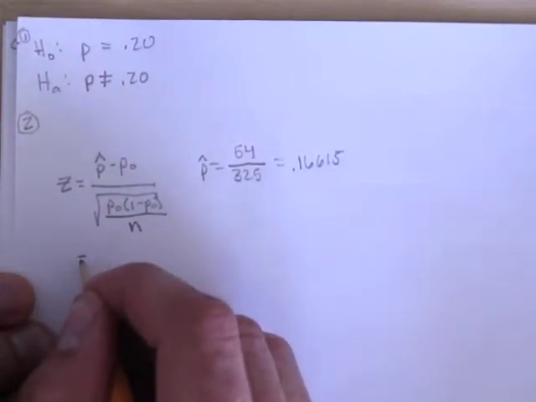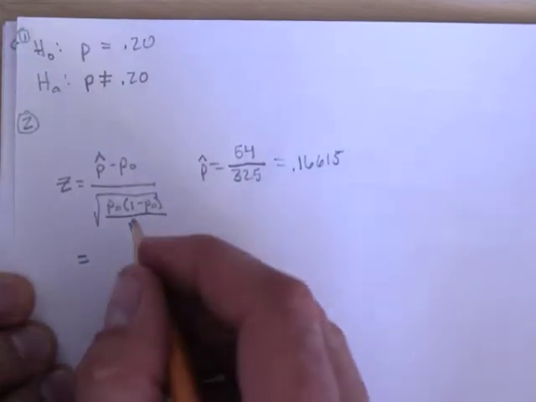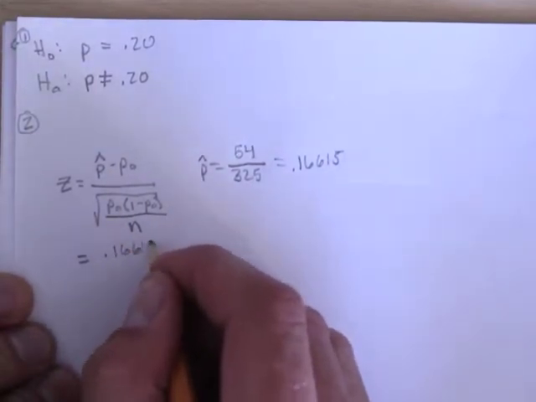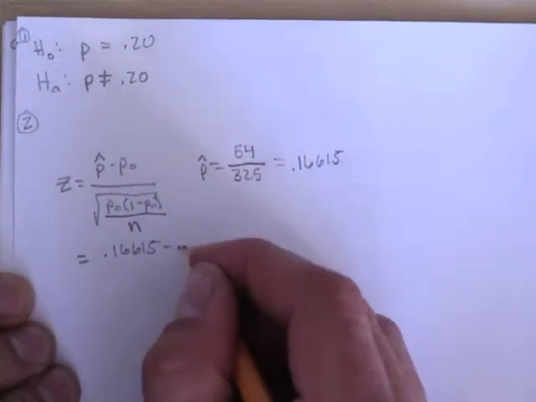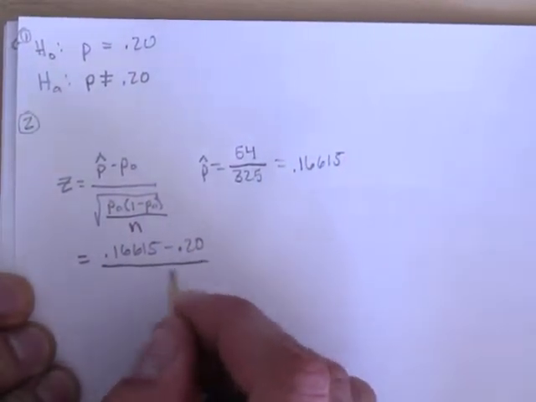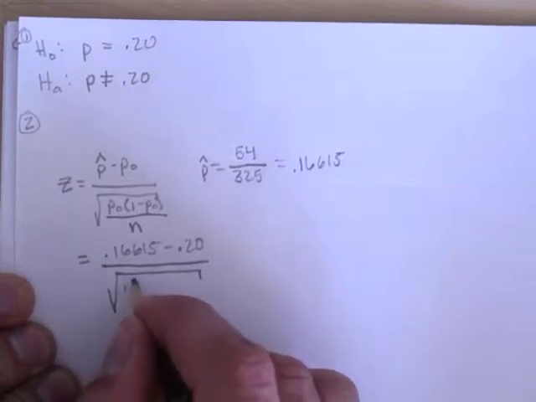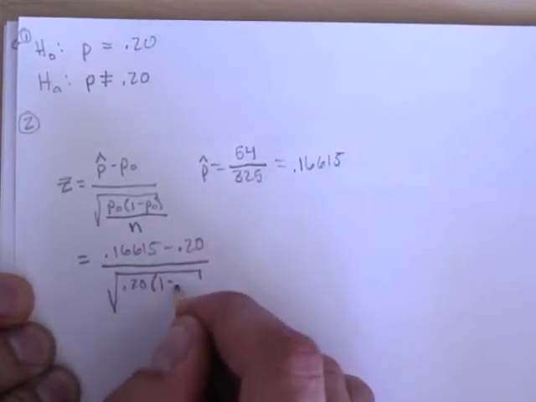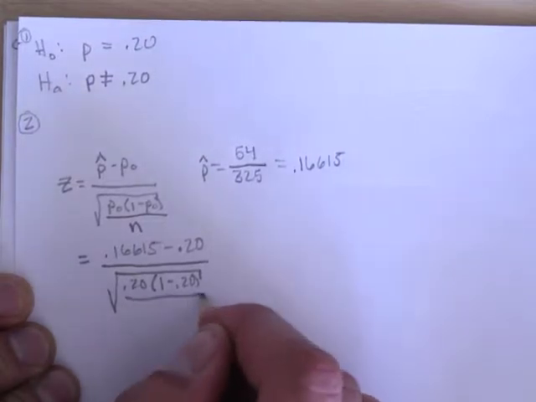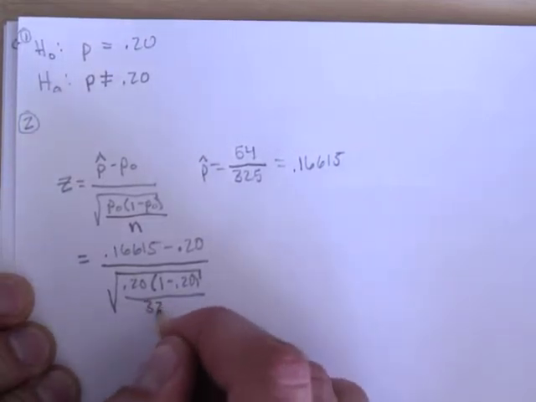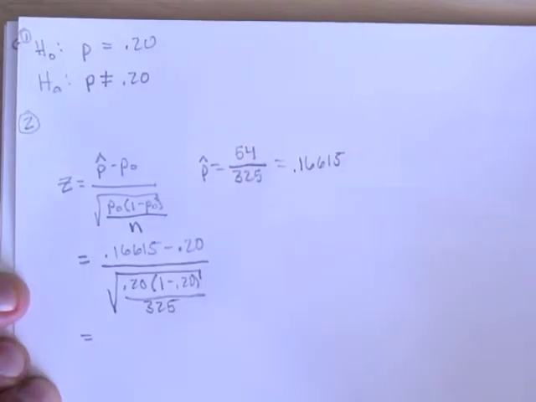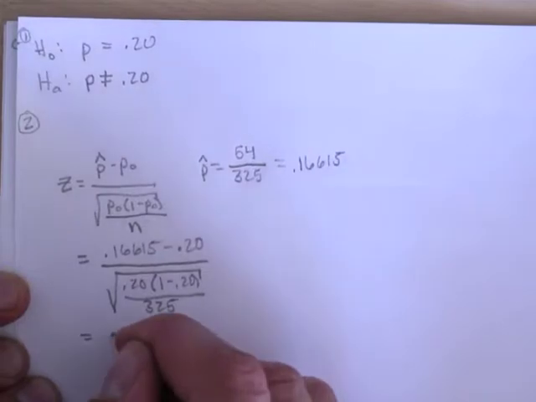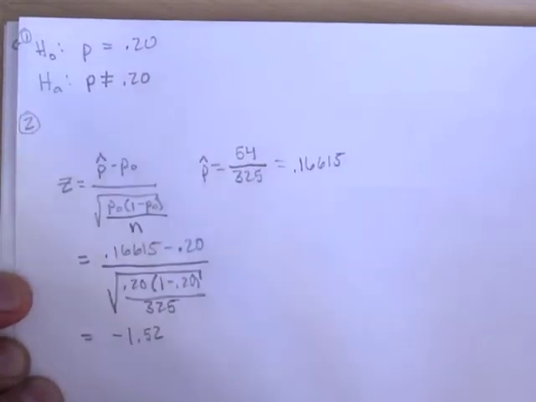All right, so then we go ahead and plug in for z. I plug in the p hat is 0.16615. This p0, just a reminder, is the proportion from the null hypothesis, which was 0.20, divided by the square root of 0.20 times 1 minus 0.20, all divided by 325. And when you enter that in your calculator, you should try this on your own, you should get a negative 1.52.